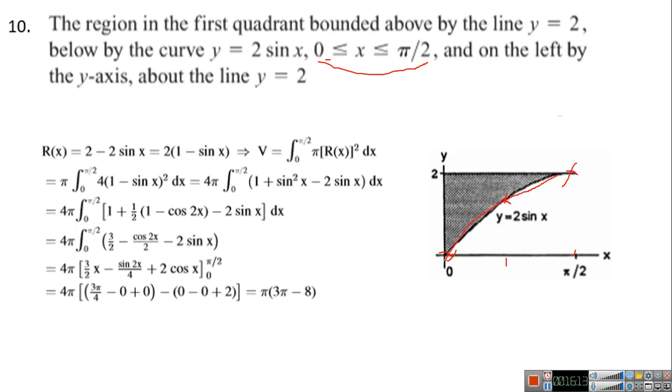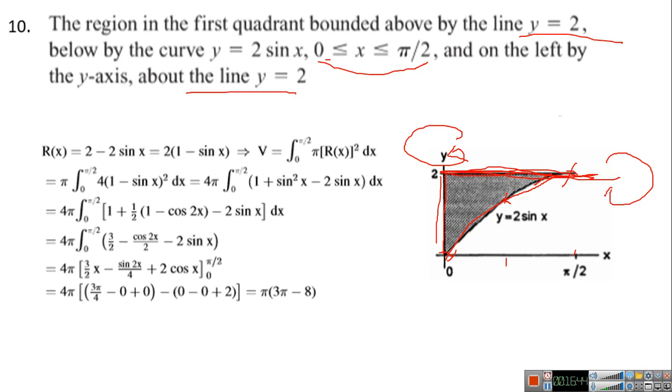So this is the curve. And on the left is the y-axis. And you have the line y equal to 2. So this is the area, y equal to 2, this one and that one. You want to rotate it about the line y equal to 2, so it's horizontal. So I want to find the radius.